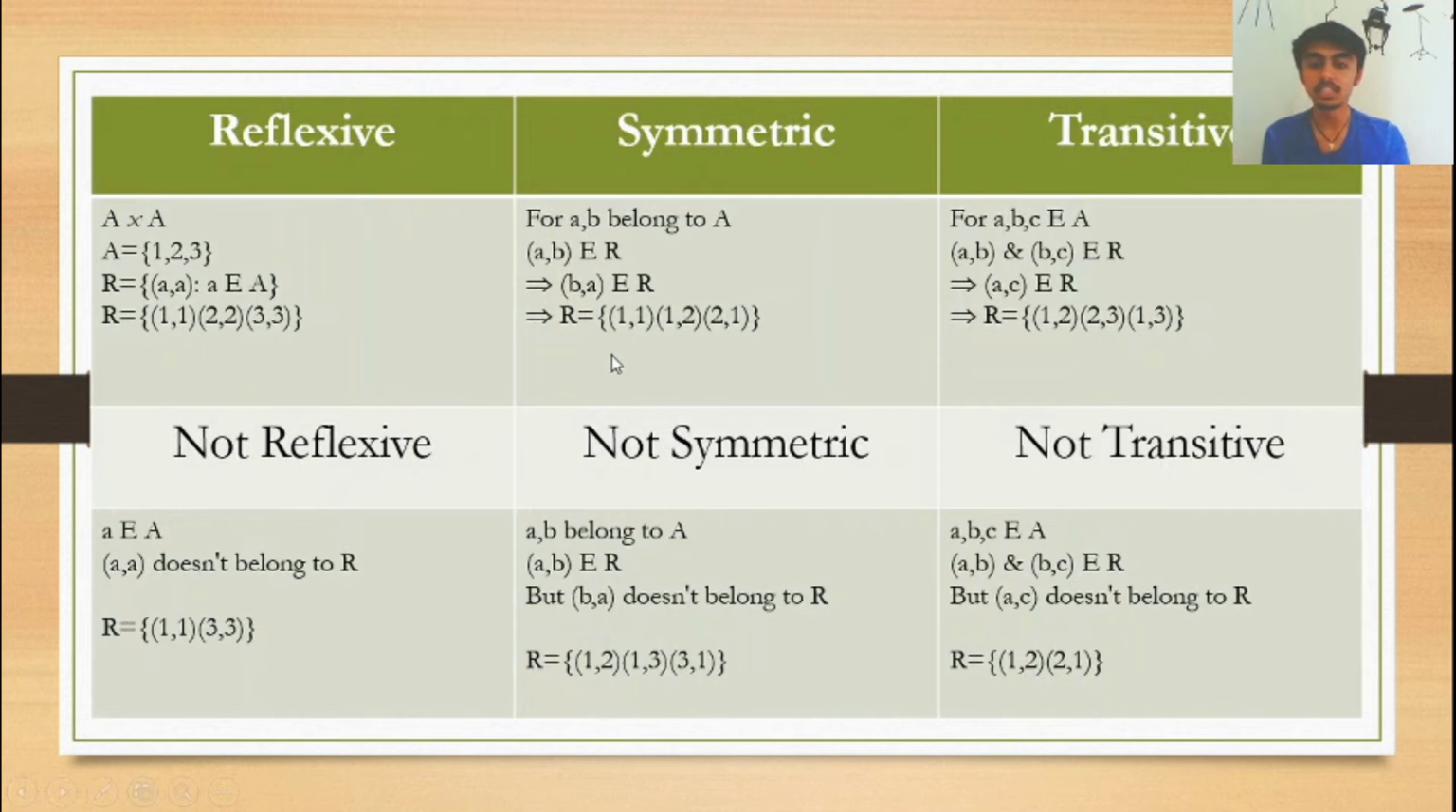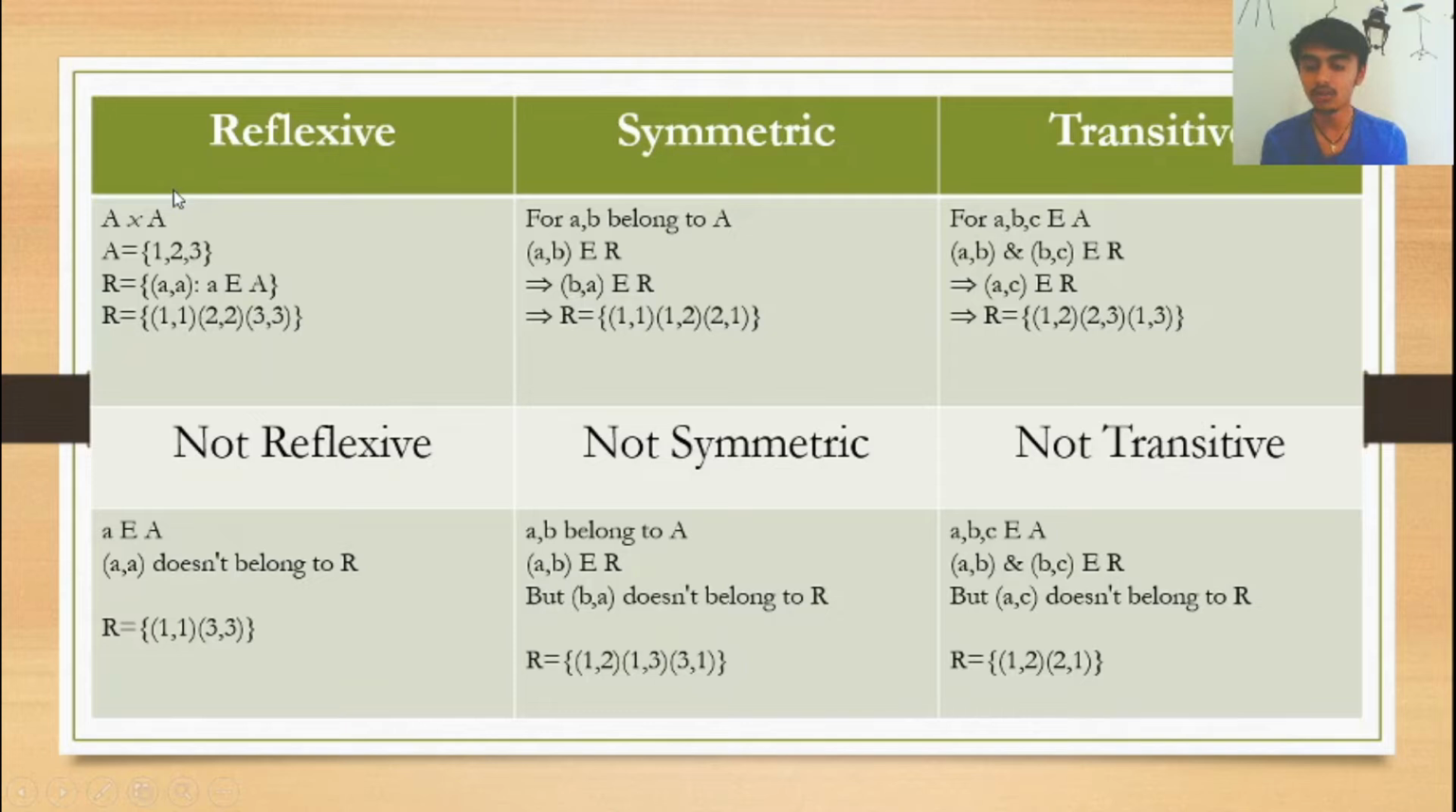Now let's see the three important things that you have to remember in this chapter. They are reflexive, symmetric and transitive. So what is reflexive? We say that A cross A forms a reflexive set. That means if (a, a) belongs to R for every a belonging to A, then R equals {(1,1), (2,2), (3,3)}, and this set R would be known as reflexive.